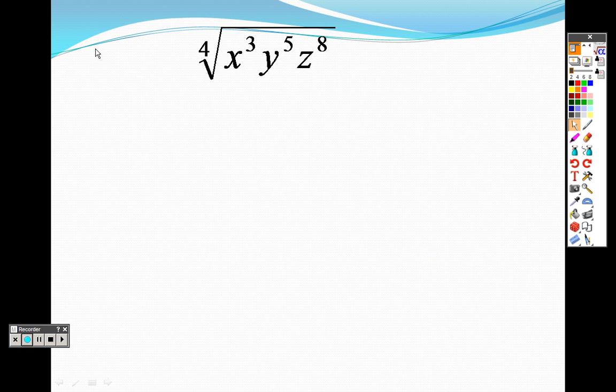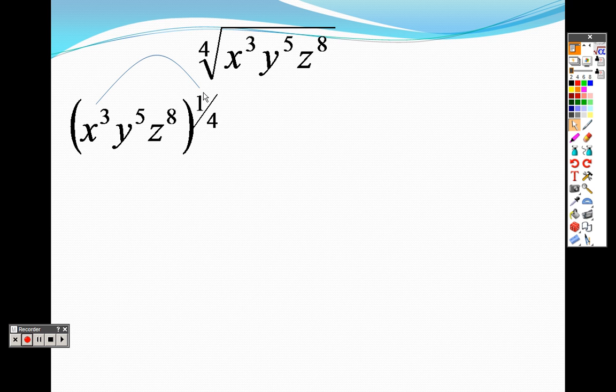I have to take that 4th root through to every single item in there. So what I did here was I rewrote all of that to the 1/4 power. And now I'm going to take that 1/4 through to everything. So 3 times a 4th is 3/4. 5 times a 4th is 5/4. 8 times a 4th is 8/4. This x is okay. It's okay because it's not negative. It's okay because it's not in the denominator. And it's okay because it's not improper.